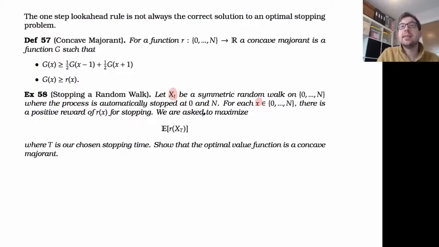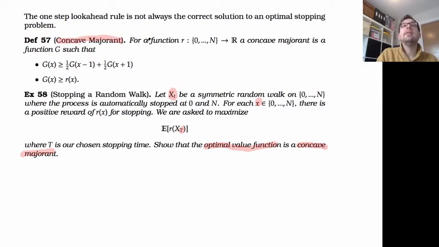Okay, and we're asked to maximize the expected reward from stopping at time capital T. All right. And we're going to characterize the solution of this, but what we're first asked to do is to show that the optimal value function is something called a concave majorant. Okay, so what's that? We've got a definition of that up here. Definition of a concave majorant.